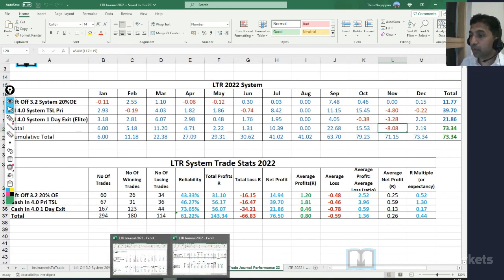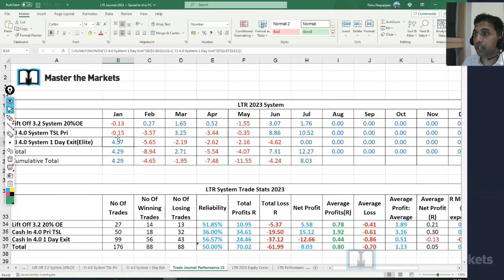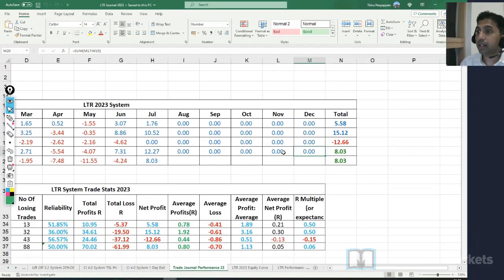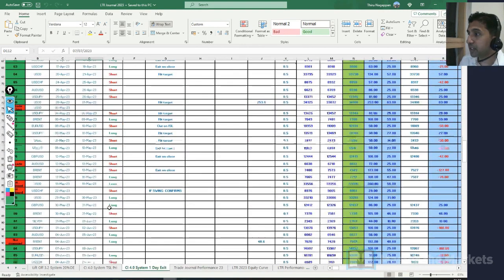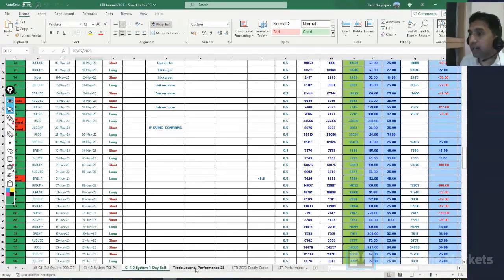But when we got to 2023, it was quite a rough year for the first 5 months. If you look at the accumulative, it was a good drawdown of 11.55%. So for 5 months we were not really making profits until June and July, where we got the big runner monster months, and we pulled our equity curve all the way up to 8.03% so far until July. Everything is recorded here on every single trade on each of the tabs.